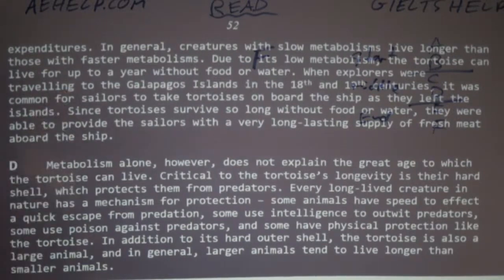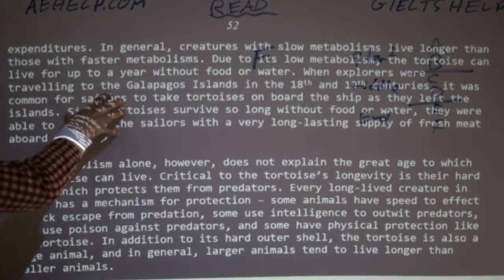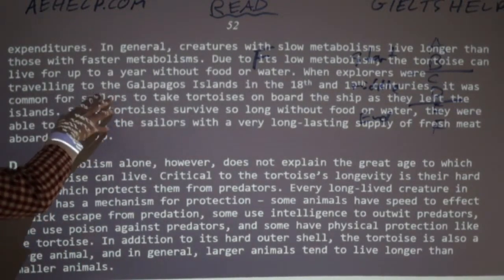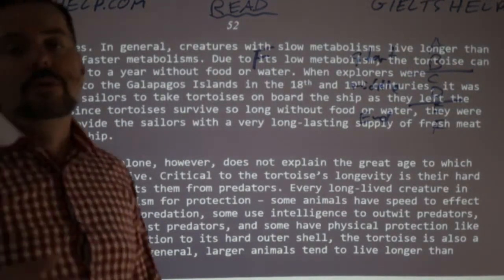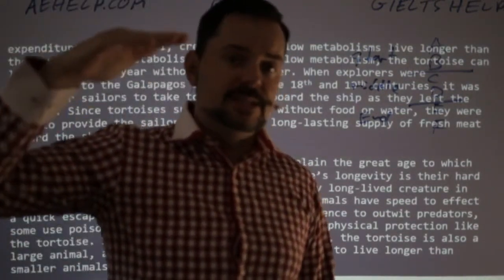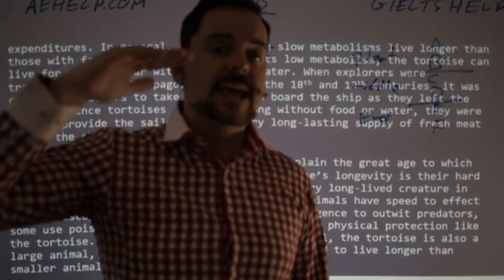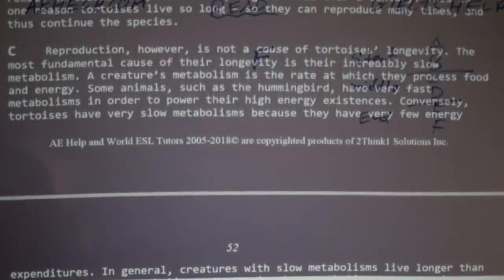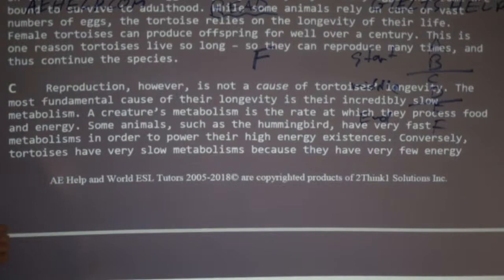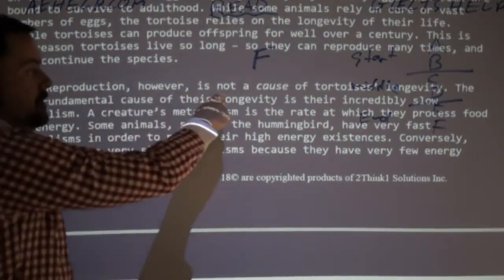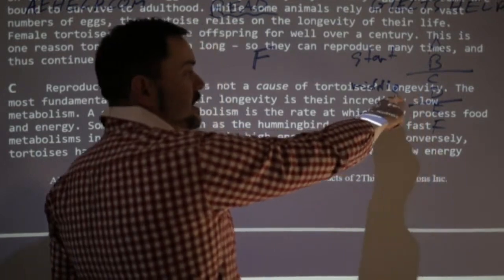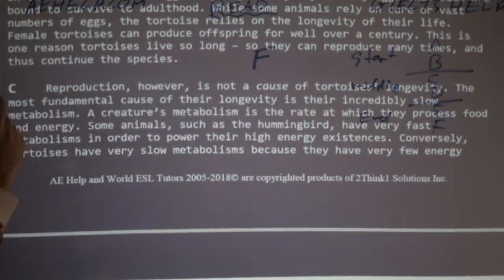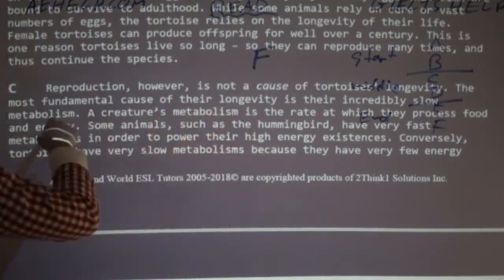So looking at C. Also, another way that you can help to find this answer quicker is to remember that this is going to be some kind of an example, okay? So remember that body paragraphs have topic sentences, explanations, and examples. And this body paragraph is a perfect example. So it has a topic sentence. Reproduction, however, is not a cause of the tortoise's longevity. That's your topic sentence. And then it has an explanation. The most fundamental cause of their longevity is their incredibly slow metabolism.